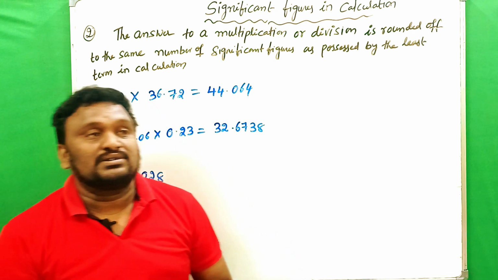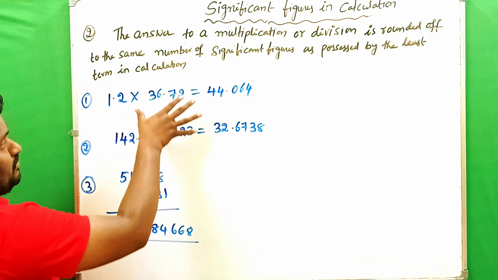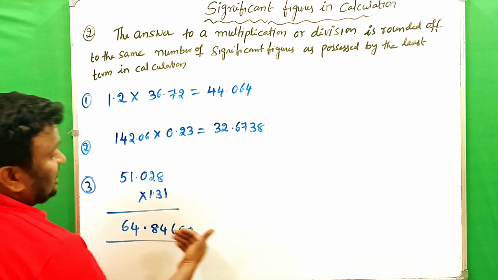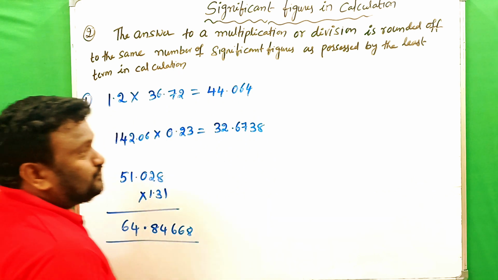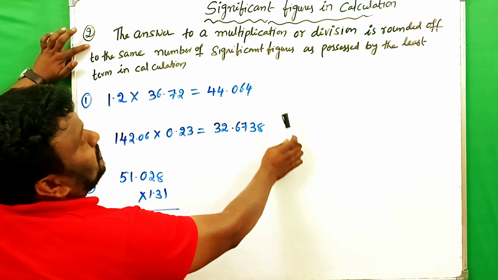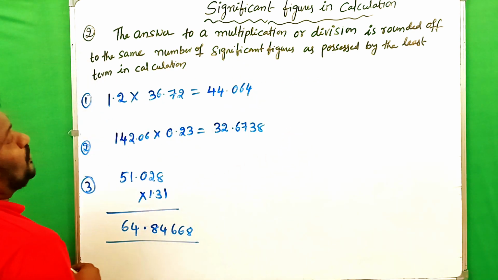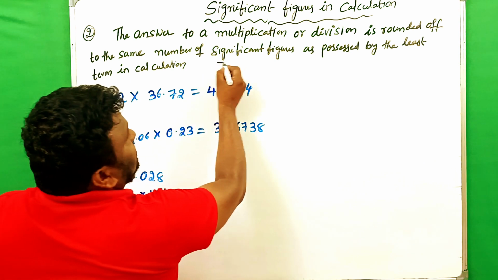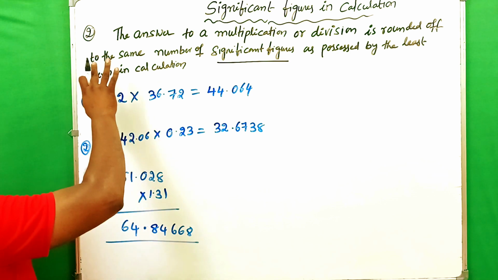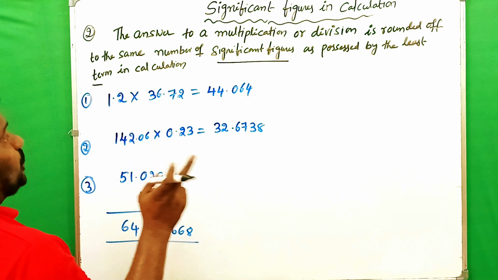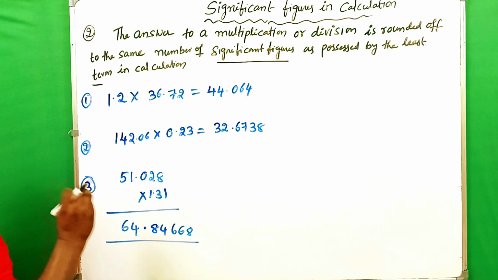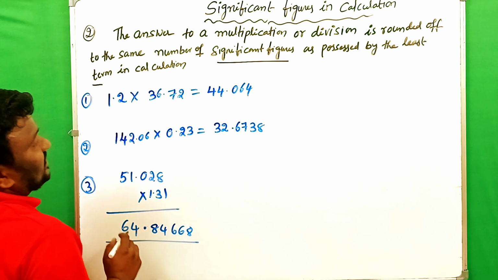Let's see, some examples are there. Here I already mentioned some examples along with the answers, to save our time. So first see the rule. The answer to a multiplication or division is rounded off to the same number of significant figures as possessed by the least term in the calculation. Here let's see some examples.